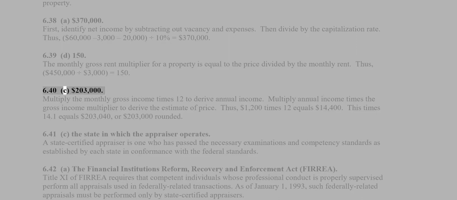6.40 C. $203,000. Multiply the monthly gross income times 12 to derive annual income. Multiply annual income times the gross income multiplier to derive the estimate of price. Thus, $1,200 times 12 equals $14,400. This times 14.1 equals $203,040, or $203,000 rounded.